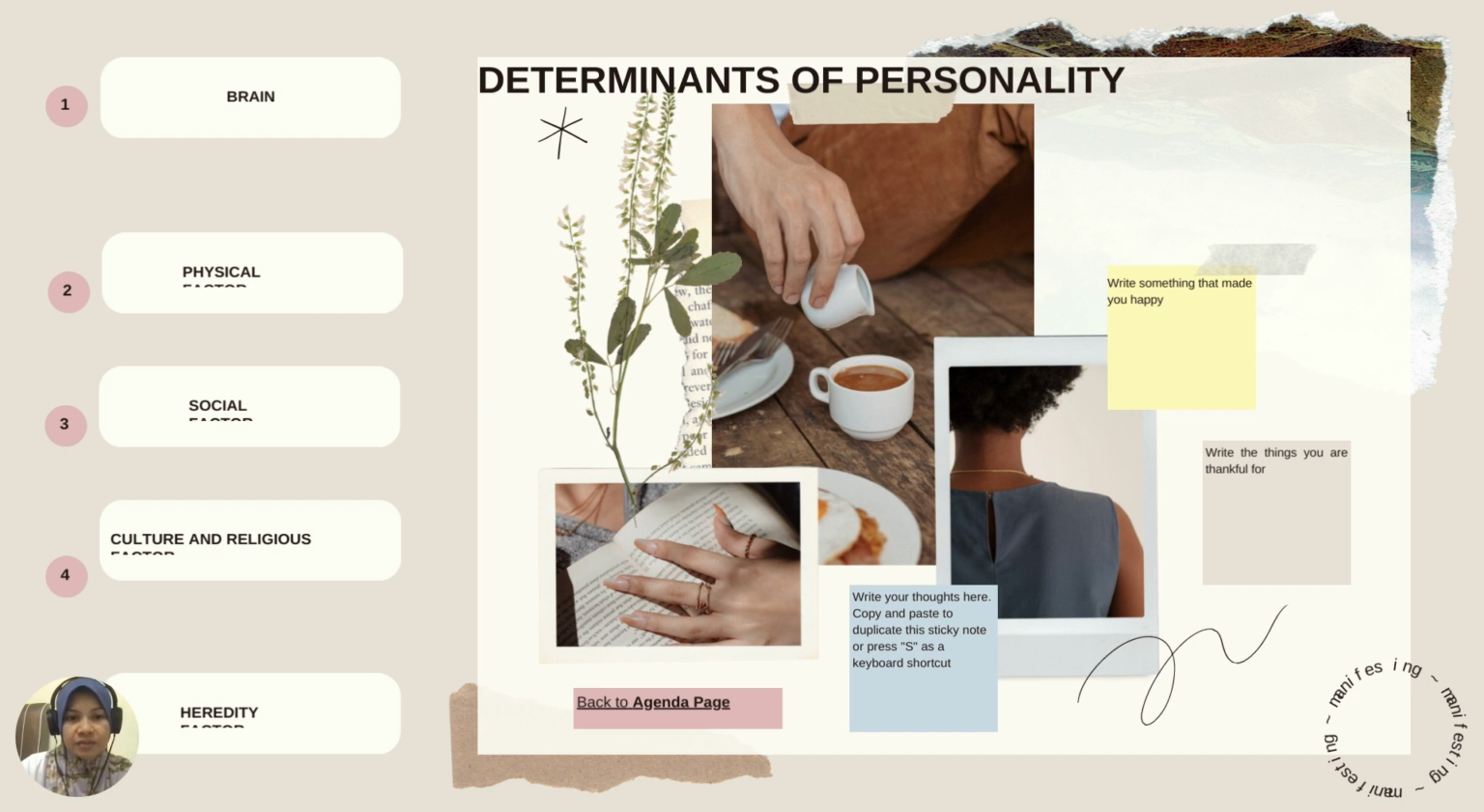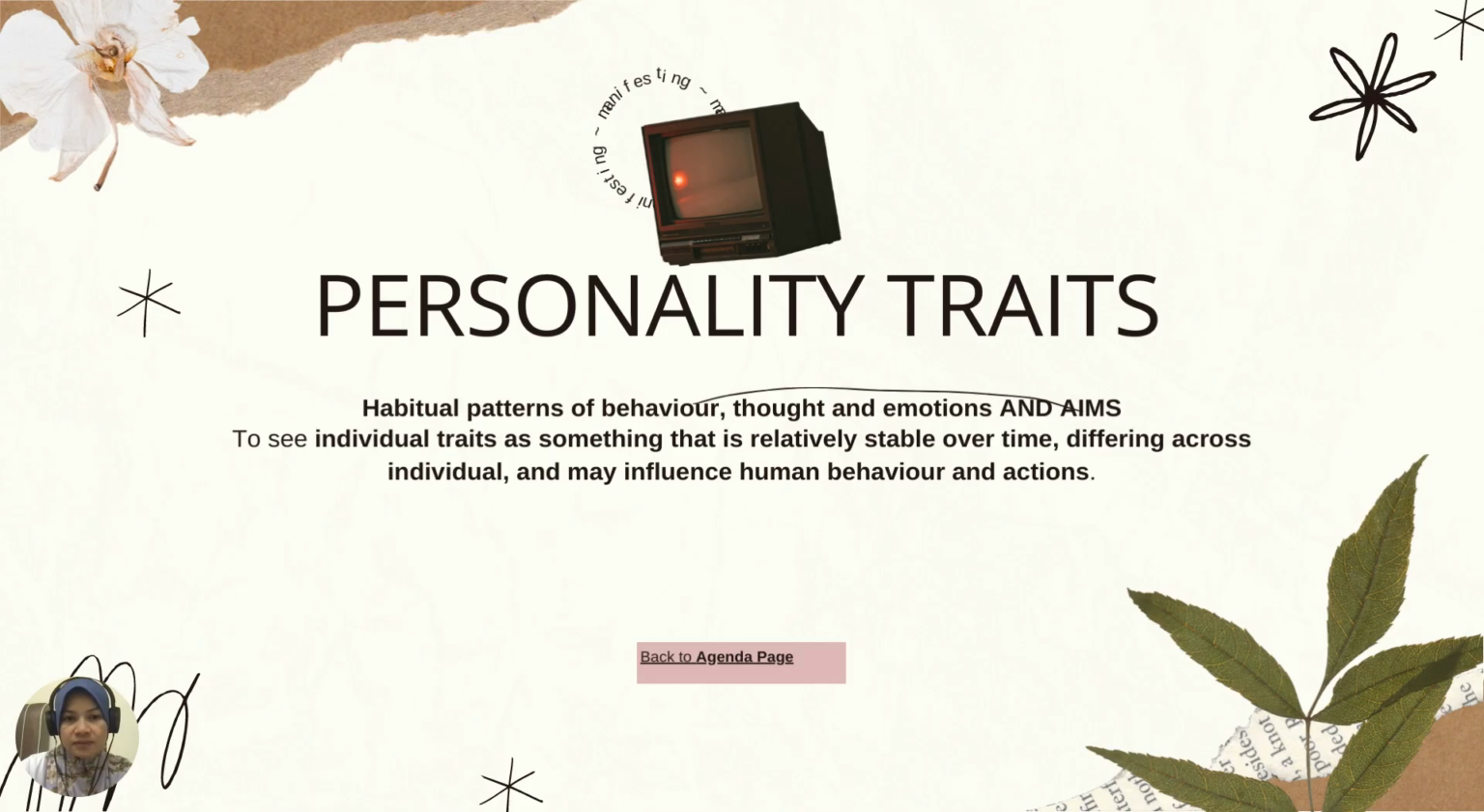There are five determinants of personality. Number one is brain. Number two is physical factor. Number three is social factor. Number four is culture, religious factor, and number five is heredity factors.